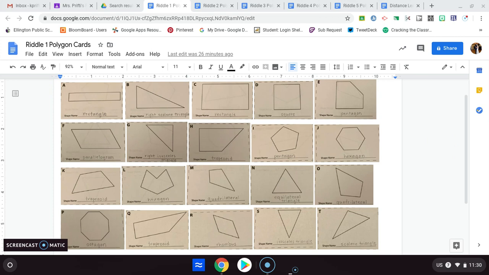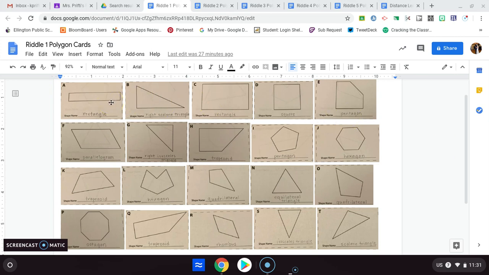So the first clue for polygon riddle 1 is what we're working on. It says, my polygon sides are all the same length. So the shape that we're going to try to find out has all equal sides. So we want to get rid of all the cards that do not have equal sides. So you're going to flip yours over so that you're just seeing white paper on the back. I'm going to delete mine from the screen.